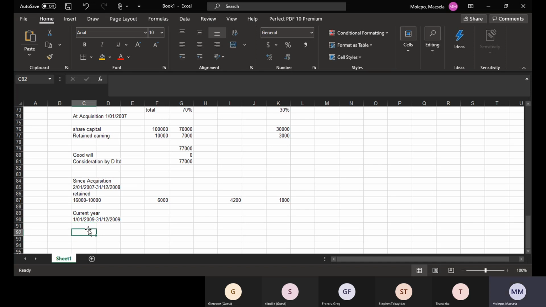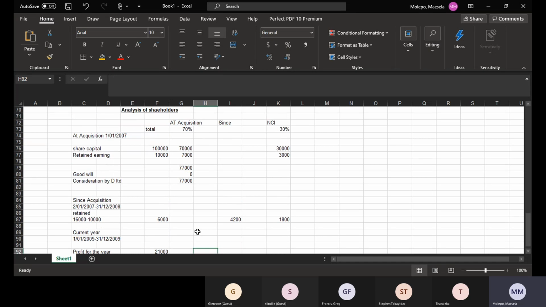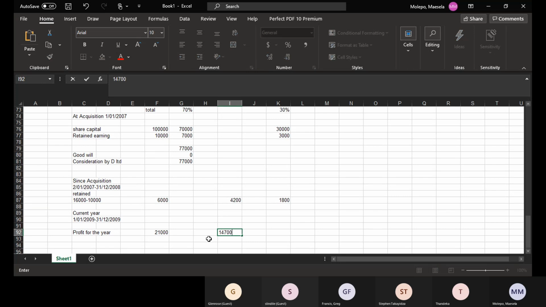So the current date will be only in the form of the profit. So the profit realized by our subsidiary, which is E. The profit for the year. So our profit for the year will be based on the movement from the subsidiary. The subsidiary realized a profit of 21,000 as shown in page 127. So you do your 70%, then it gives us 14,700. And then the minority part will be the 6,300.